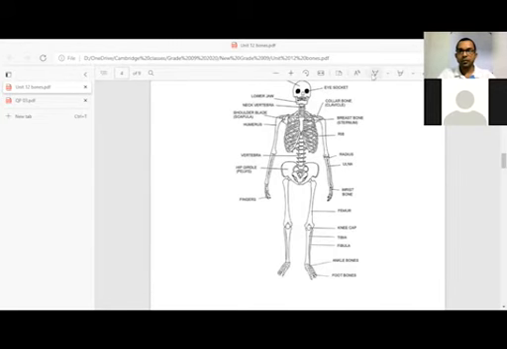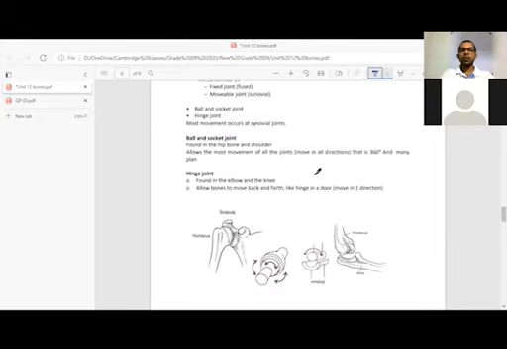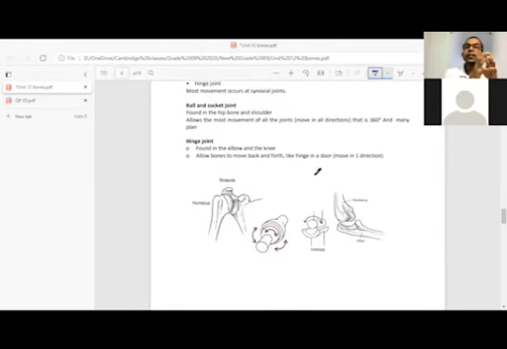One ball and socket joint is here. The other ball and socket joint is here, right? Here in both arms we can see it, here and here. In this ball and socket joint, as you may see in that video also, it allows the most movement of all the joints, right?